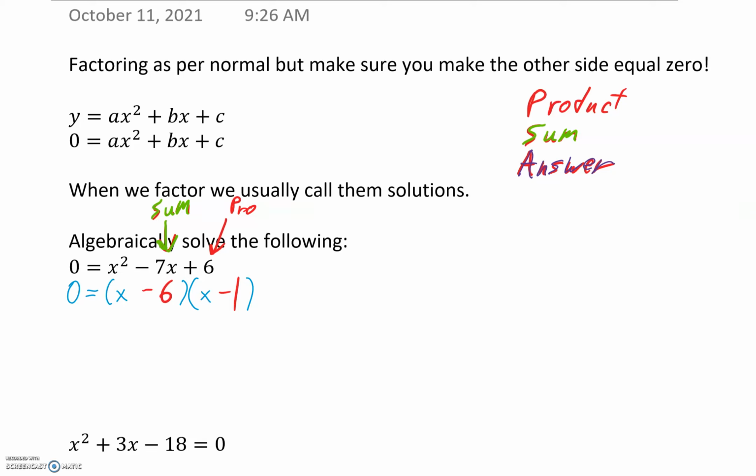So if I want to be a little bit more specific, I'm going x minus 6 equals 0, and x minus 1 equals 0. Then I take the 6, I move it over the equal sign, so it's positive 6. I take the 1, I move it over the equal sign, so it's positive 1. And then I write it like this. X equals 1, comma 6.